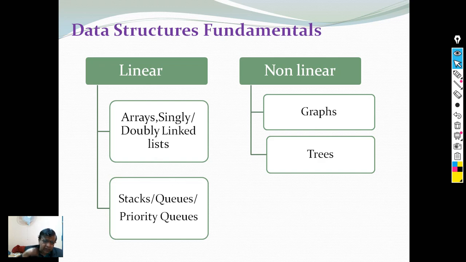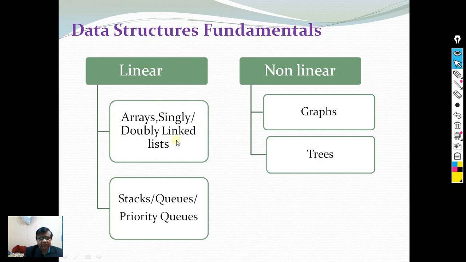The linearity or non-linearity comes from the way in which we access the elements present in the data structure. As an example, in a linear data structure, we go in a sequential fashion, visiting one element after the other, one by one, in a linear fashion. That means if you want to visit the rth element, you will have crossed r minus 1 elements, whether you like it or not.